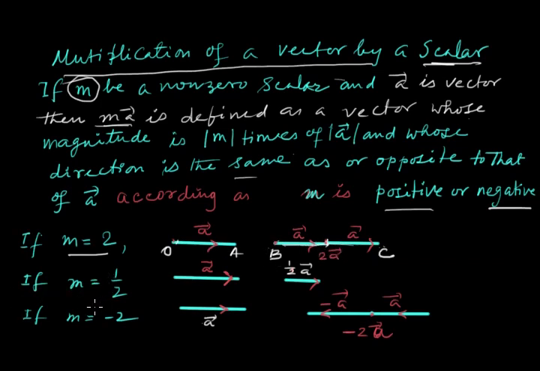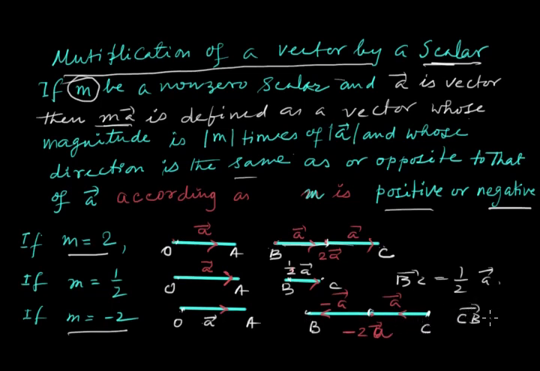And if M is half, this is vector A and we have taken half of the vector from B to C. So here vector BC is equal to half of vector A. And if we take M equal to minus 2, so if this is vector A, then we take the opposite direction and twice A to represent. So here CB is equal to minus twice A.